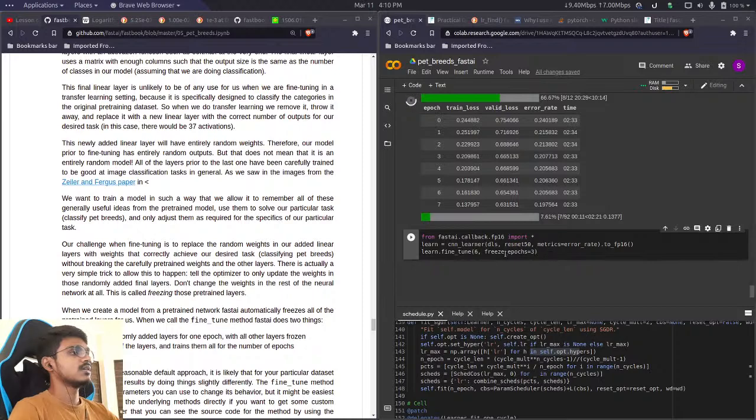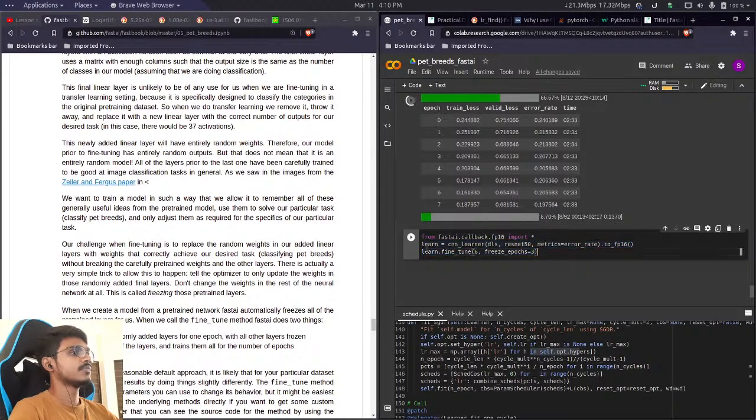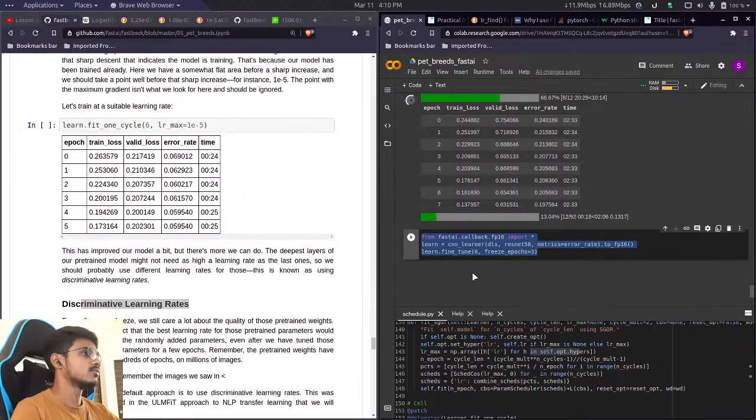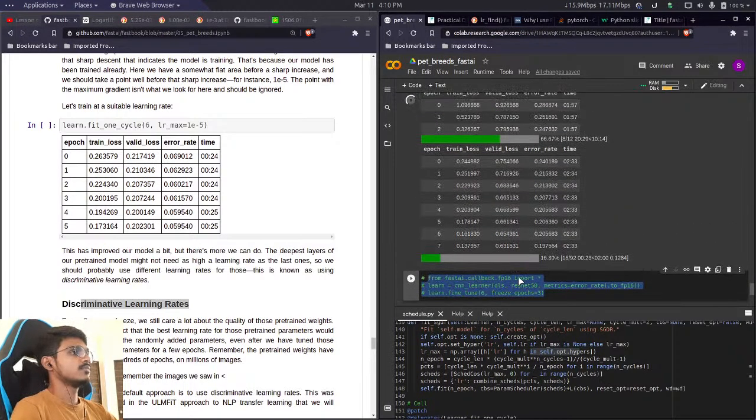And I guess we don't need to train this model. We already know what it is going to look like, so we shouldn't really waste time.